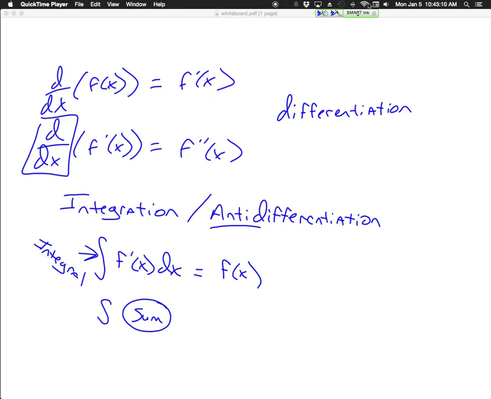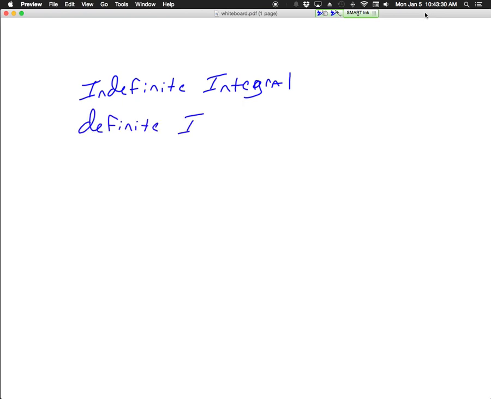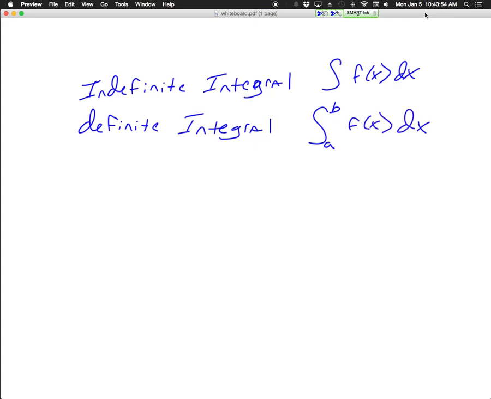Now there are 2 different types of integrals. There is an indefinite integral and a definite integral. Today we're going to be mainly focusing on the definite integral. Here's the difference between the 2. An indefinite integral looks something like that, and a definite integral looks something like that. A definite integral will have numbers on the S, an indefinite integral will not have numbers on the S. What's the dx?